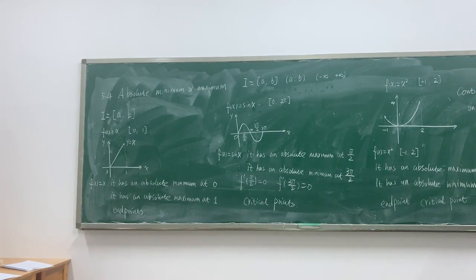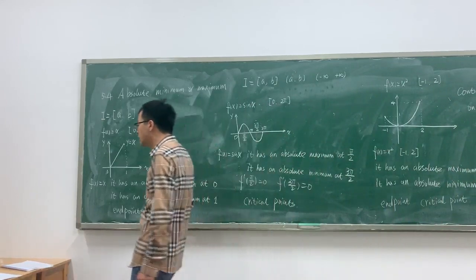If a function is continuous on a closed interval, then the function has an absolute maximum and has an absolute minimum, and the maximum and the minimum are taken at the endpoints or at the critical points. So this is the first conclusion.